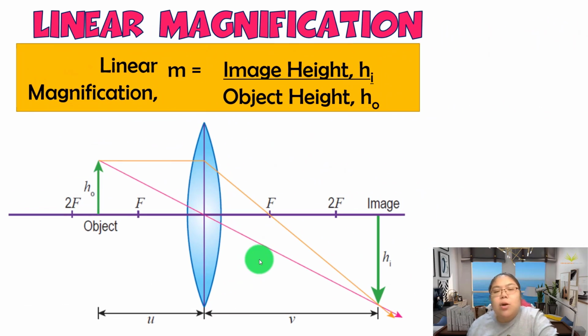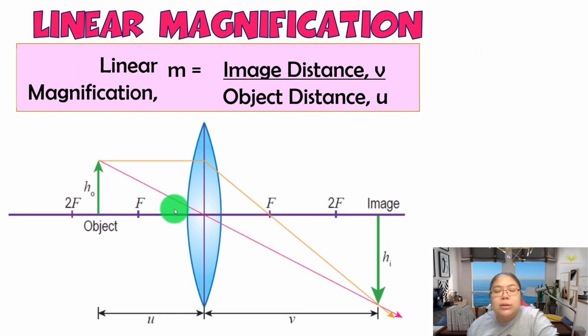Okay, after we see all the lenses, how to draw the ray diagram. Now we need to find the linear magnification. That means you need to find out how many times bigger your image is than the object. When we count the linear magnification, the symbol is M, equal to image height over object height. So if you follow this diagram, it must be HI over HO. Then you can find your magnification.